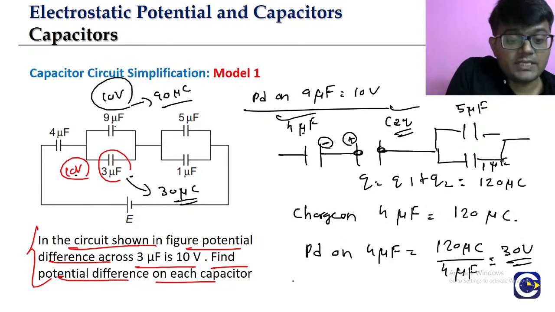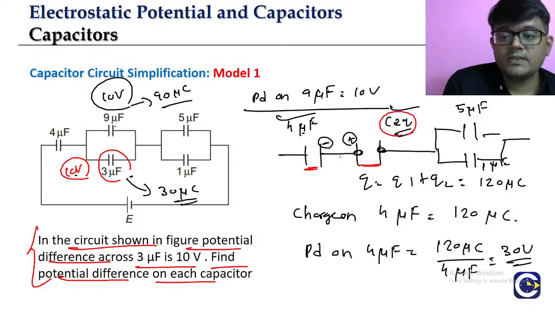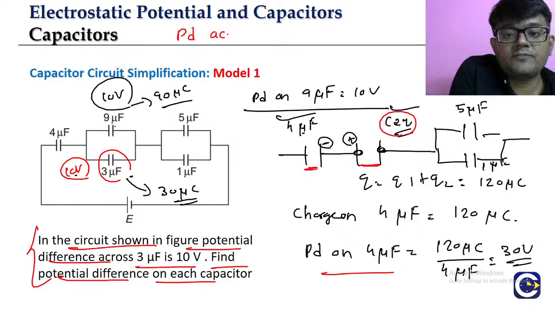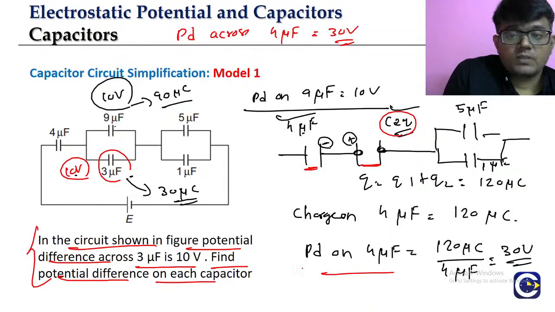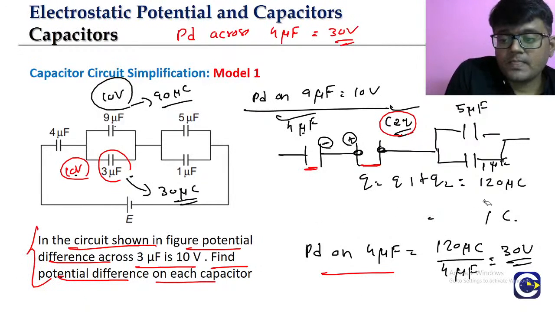So by approaching it this way, we are able to replace both the 9 and 3 with the equivalent. After replacing, what do we have? The charge on this equivalent will be equal to the charge on the 4 microfarad, because the 4 microfarad and the equivalent are in series, so both of them will have the same charge. From that we are able to find the potential difference across the 4 microfarad. How much does it come to? 30 volts. Potential difference across the 4 microfarad is 30 volts. Okay? Now what can we do?